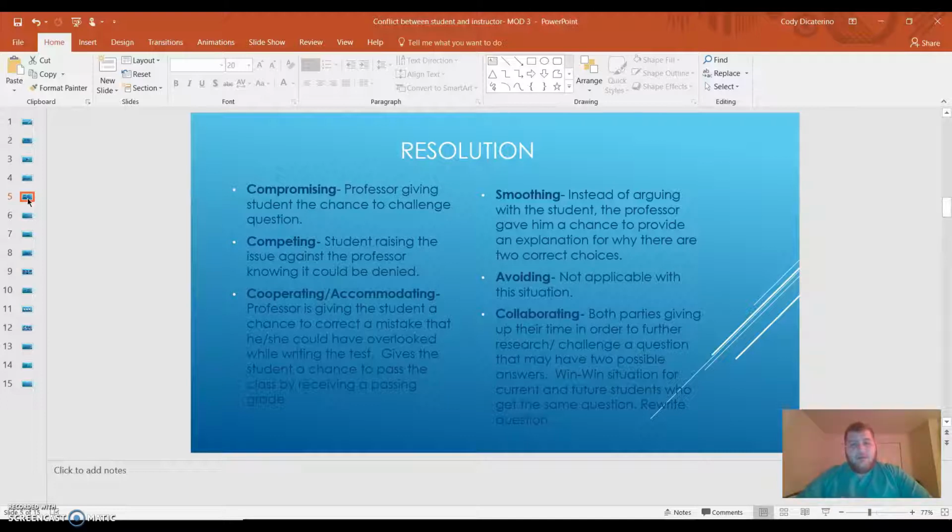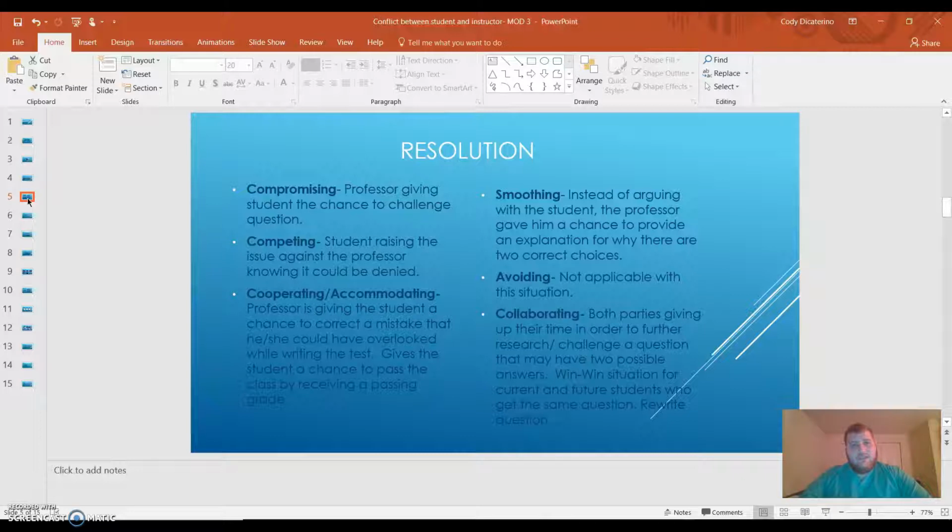Collaborating is when both parties have given up something that they want. So in this case, it was both of their time in order to further research or challenge the question that may have two possible answers. So for this one, it's a win-win situation for students who get the same question.